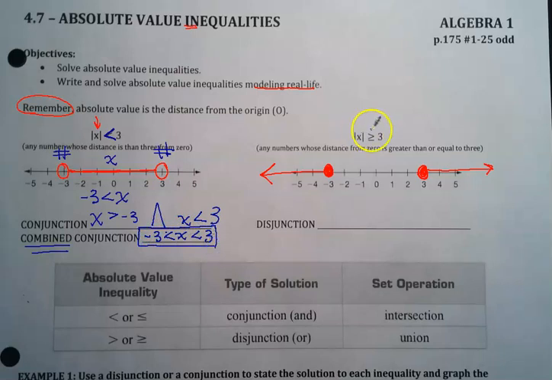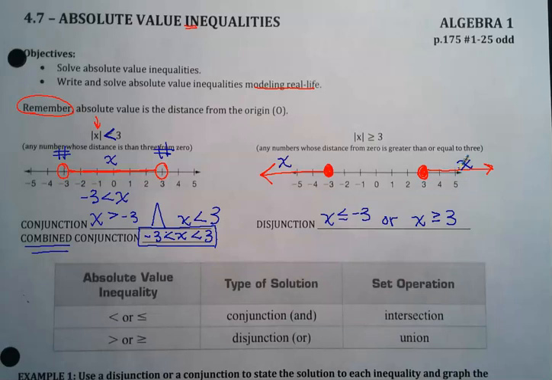The absolute value of x is greater than or equal to 3. That's a disjunction. They're not touching, they're not connected, so it's an or statement. So we're just going to write x is less than or equal to negative 3, or x is greater than or equal to a positive 3. Because remember, this is where our x values are, and this is where our x values are.